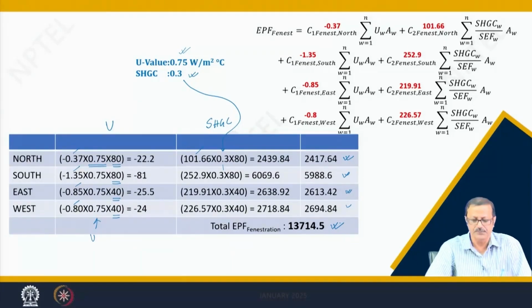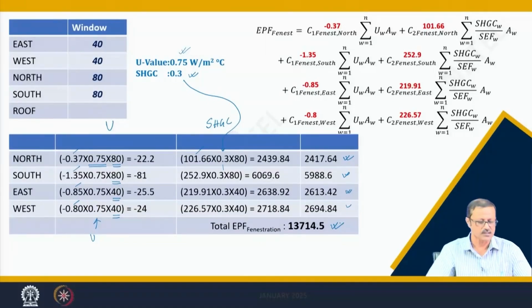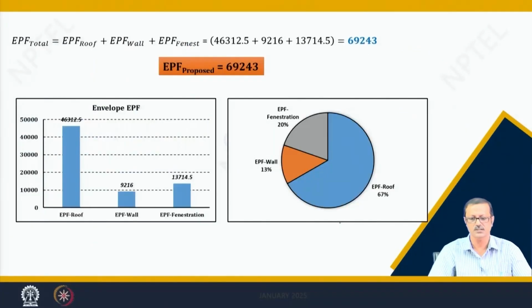So, I got the EPF of the fenestration. The equation may look very clumsy, but it is a very rhythmic equation. If you understand this equation once, then probably you can just do it by calculation by virtue of the Excel sheet or so. So, sorry, I should have shown it before. This is the areas of the windows or so, which is cropped, and then this is the total EPF. I have the EPF calculated for roof, wall and fenestration.